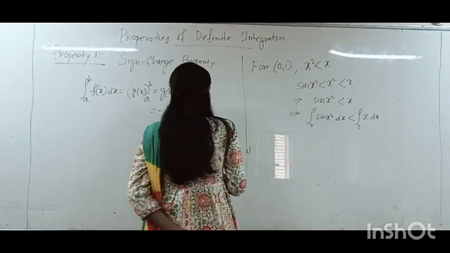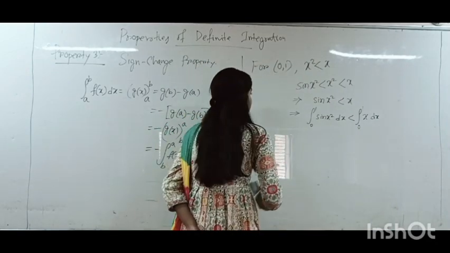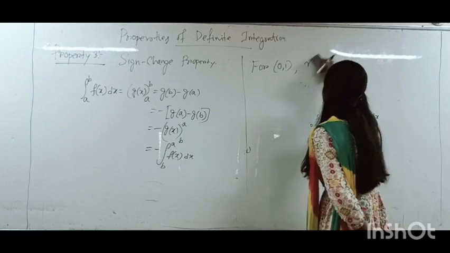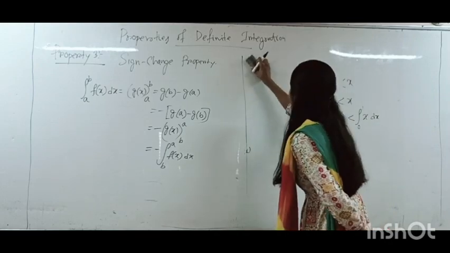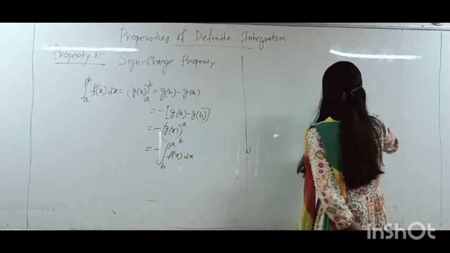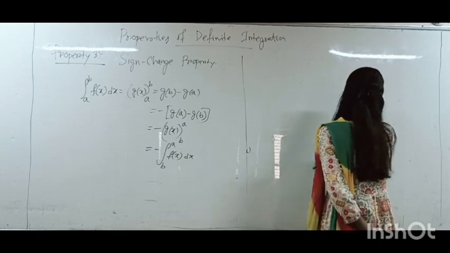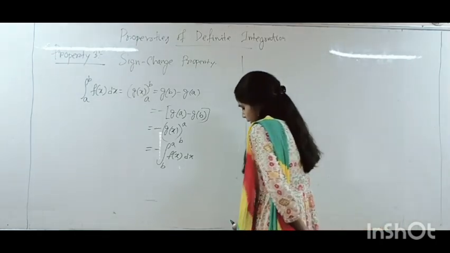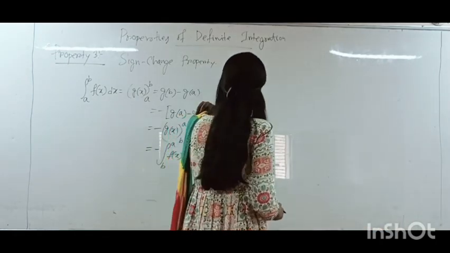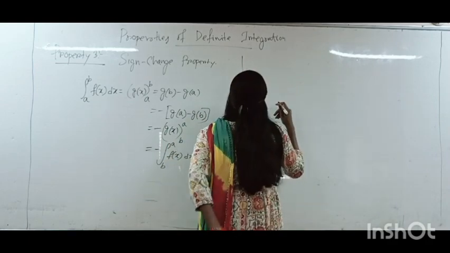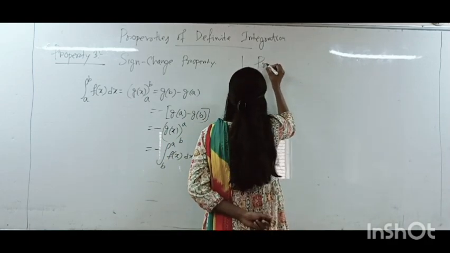So now we will see property 4. Property 4 is called the variable change property.